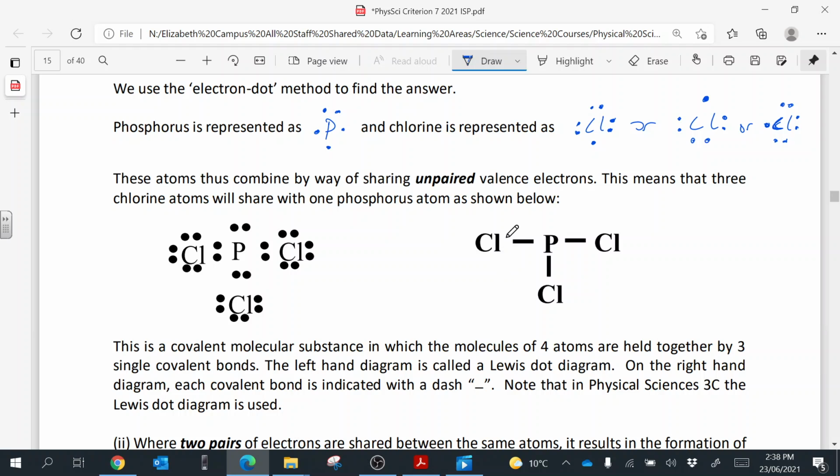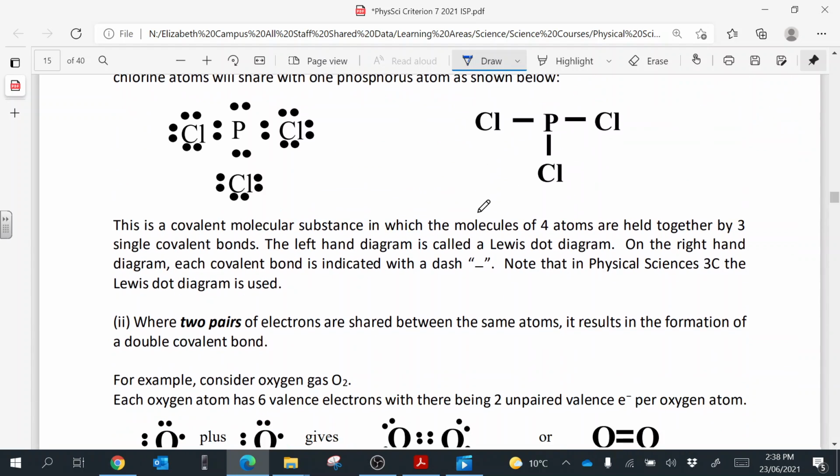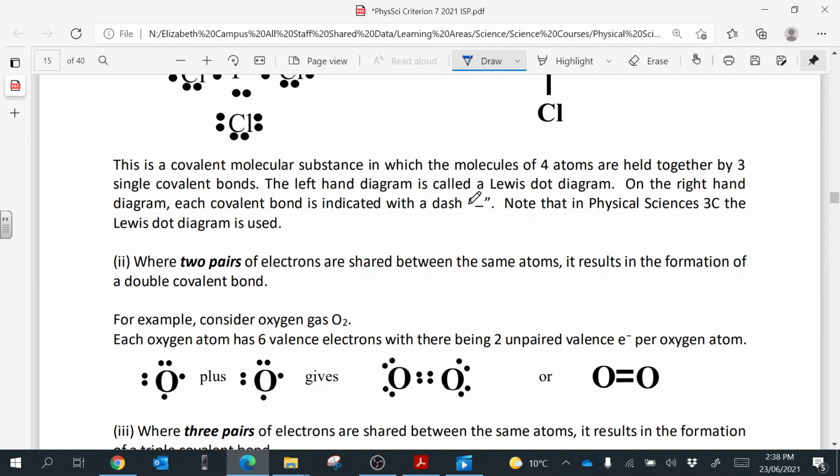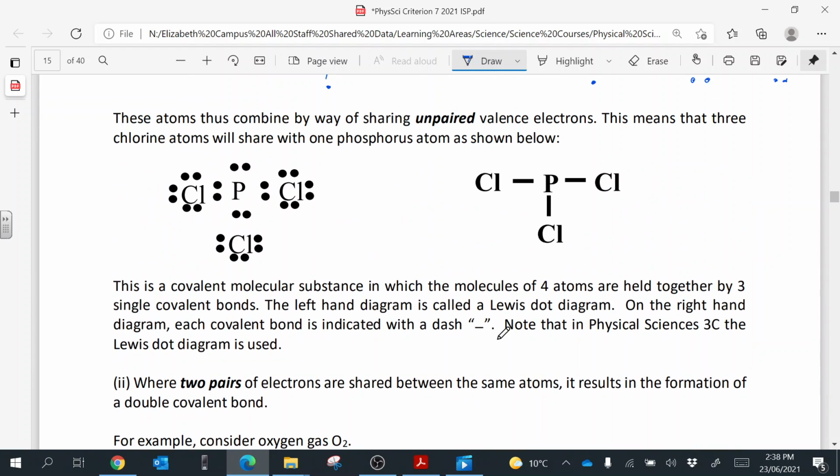But you can also show it this way. This implies that there's 1 pair of shared electrons. Okay, here, here, and here. Okay, 1 bond between them. This is a covalent molecular substance in which the molecules of 4 atoms are held together by 3 single covalent bonds. The left-hand diagram is called a Lewis dot diagram. On the right-hand diagram, each covalent bond is indicated with a dash. So on this one, each is a dash.